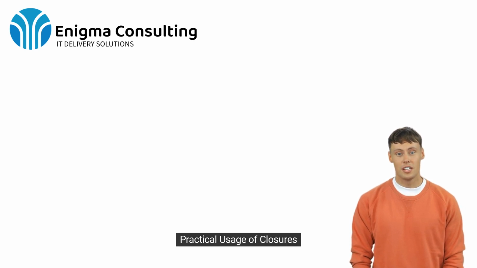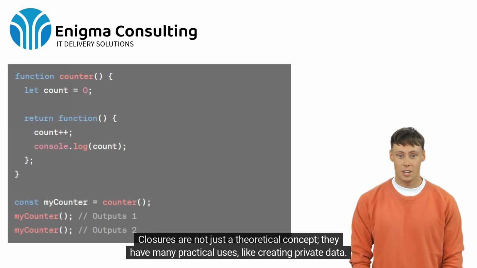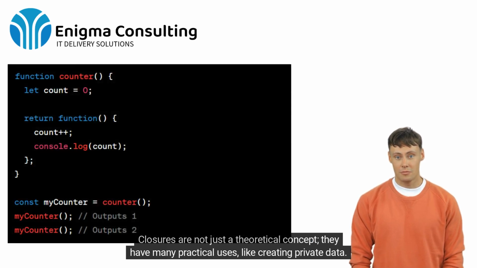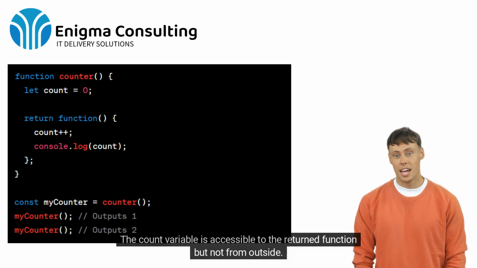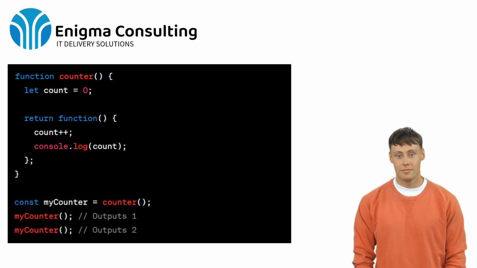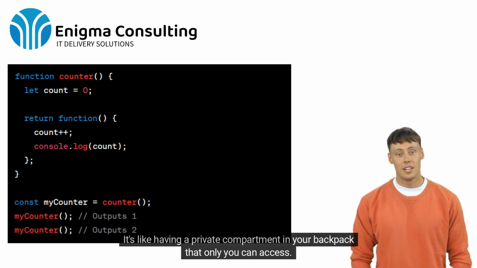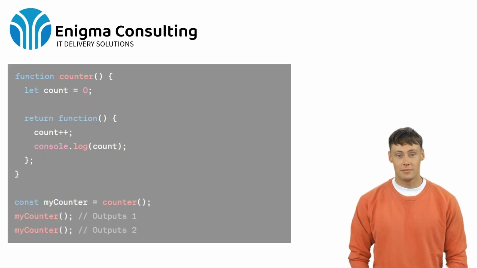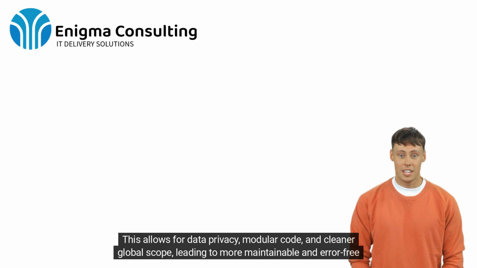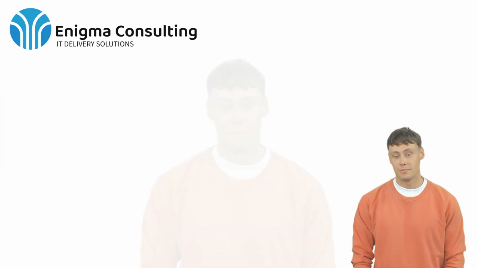Practical usage of closures. Closures are not just a theoretical concept, they have many practical uses, like creating private data. The count variable is accessible to the returned function but not from outside. It's like having a private compartment in your backpack that only you can access. This allows for data privacy, modular code, and cleaner global scope, leading to more maintainable and error-free code.